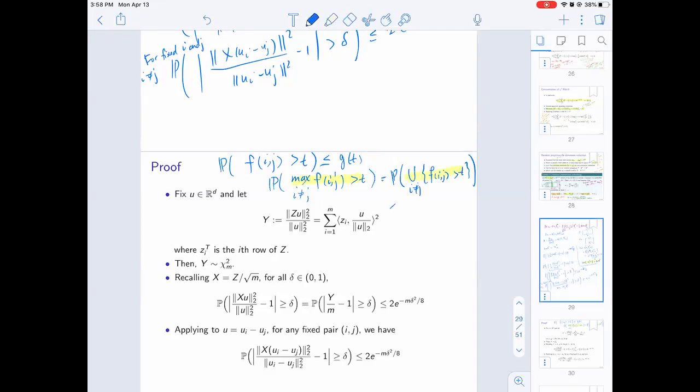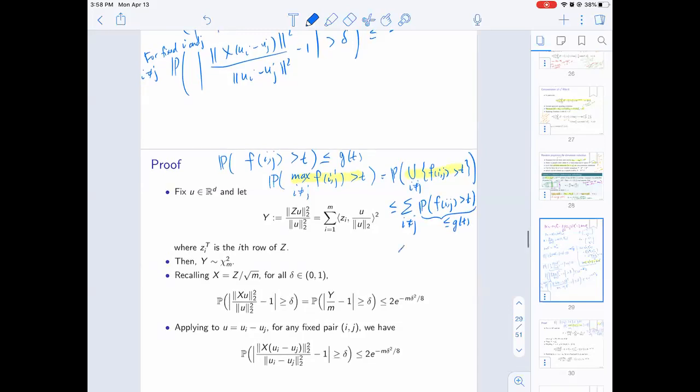And so the probability of a union of a bunch of events is bounded by the sum. So this is bounded by the sum over i not equal to j of the probability that any single one of them is bigger than t. And I have a uniform bound on this, so this is going to be bounded by g of t. So what I would get here is that this is bounded by n choose 2, let's say there are n of them, times g of t. Okay, so that's the idea of a union bound, which is generally done. It's good to remember the name. So everyone happy with that?